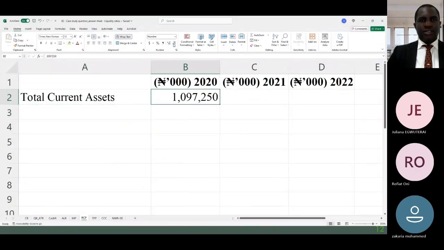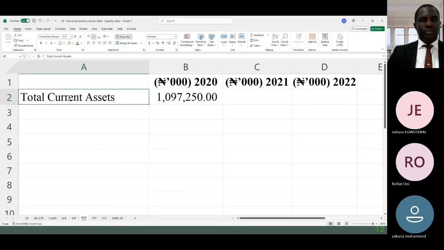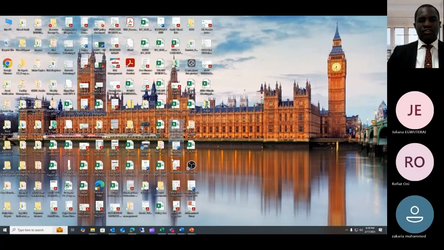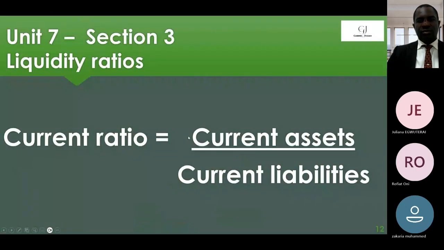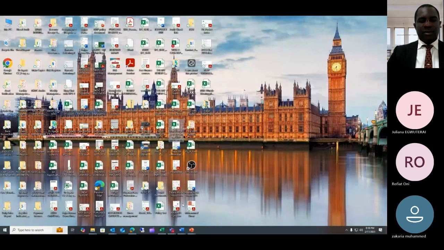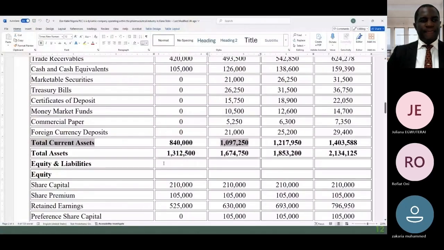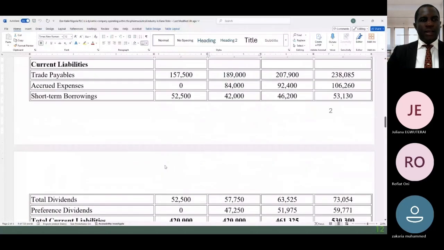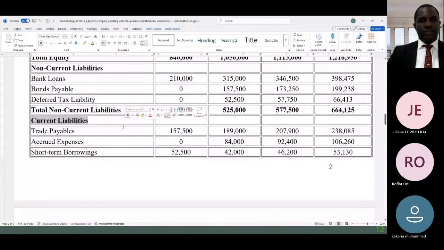It's very simple to calculate, and we should be able to run. I don't think we'll have any challenges here, except when we come to the unpopular ratio. So we have the total current assets as it is on the screen. Your current ratio is your current assets divided by your current liabilities. So let's go pick our current liabilities from the financial statements, under our current liability section.